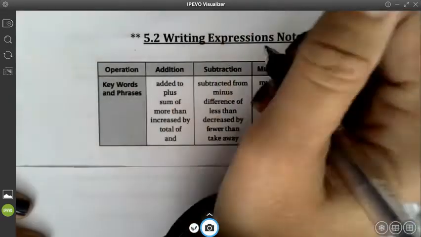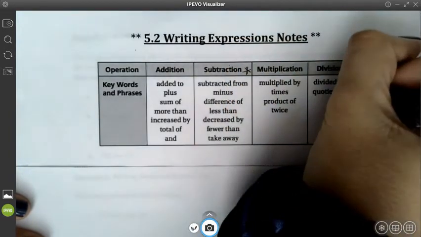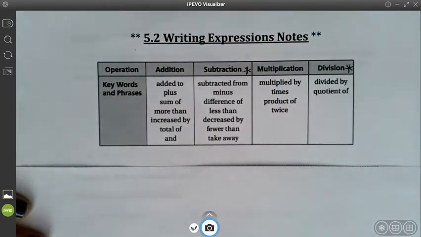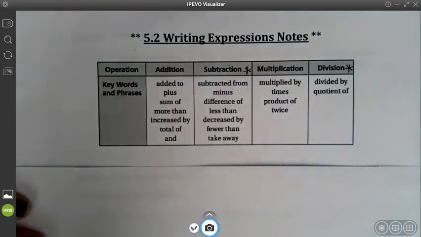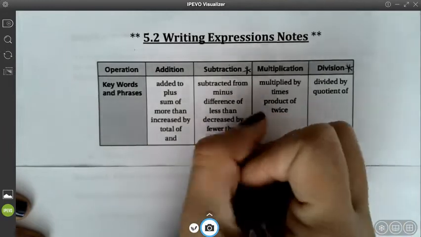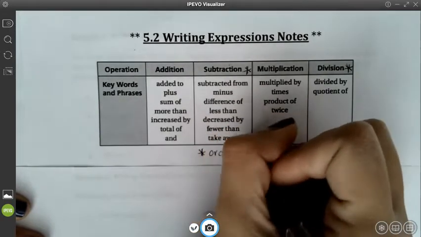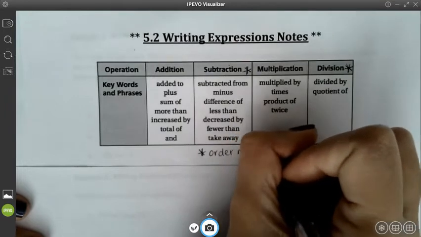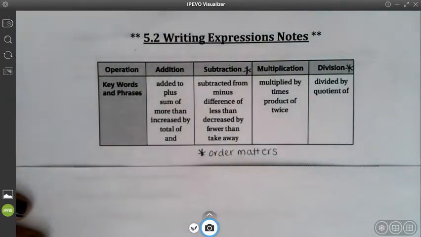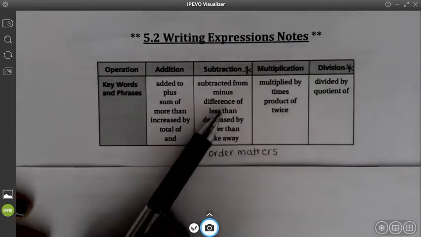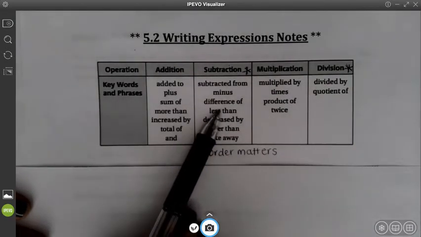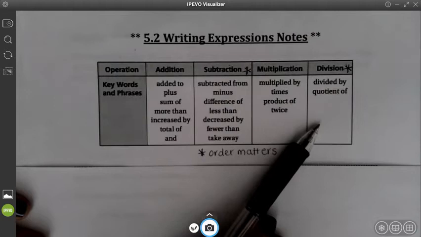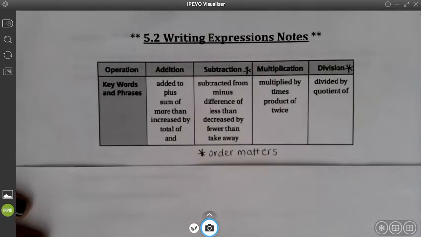I'm going to put a star next to subtraction and division. And the reason for that is those operations, the order that you write the numbers in matters. For example, 5 minus 1 is different than 1 minus 5. Or 2 divided by 1 is different than 1 divided by 2. So you want to be careful if your problems specify the order that you need to write your words in.